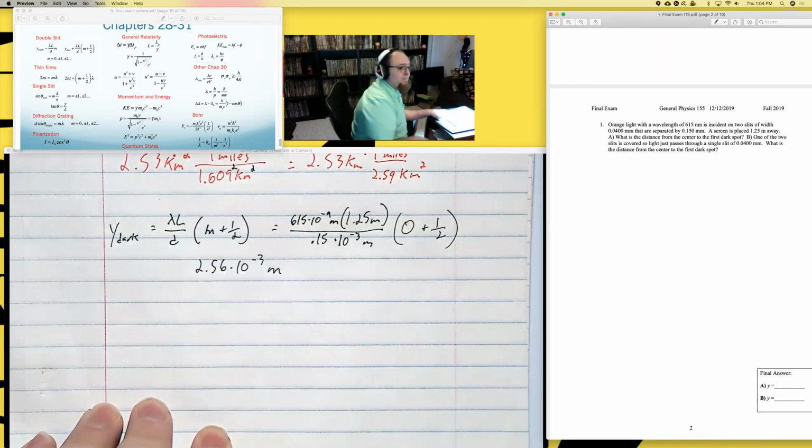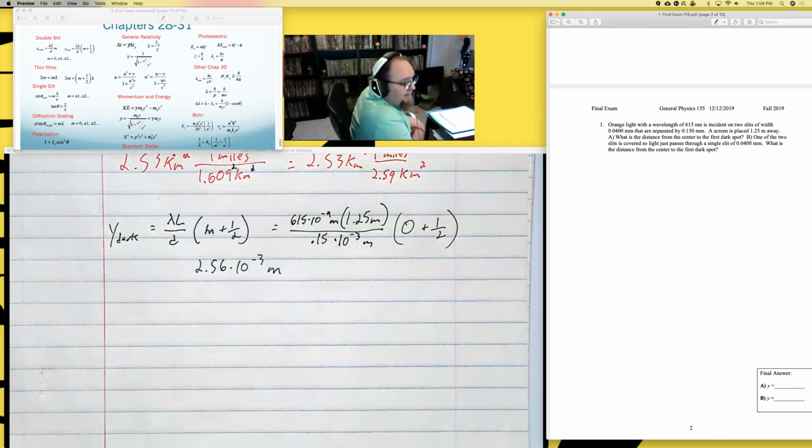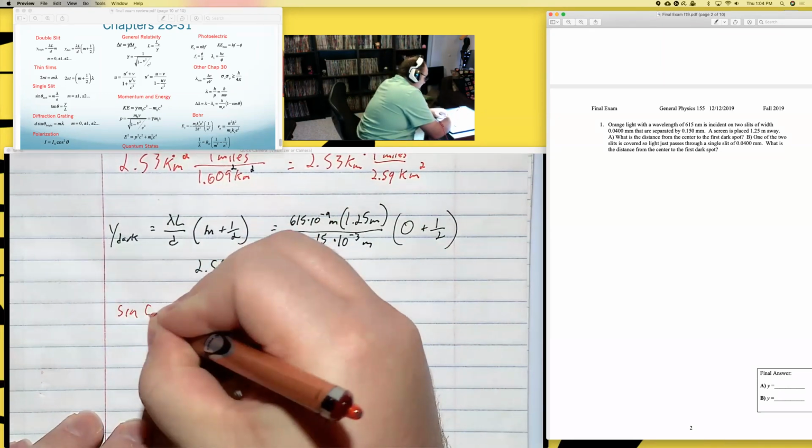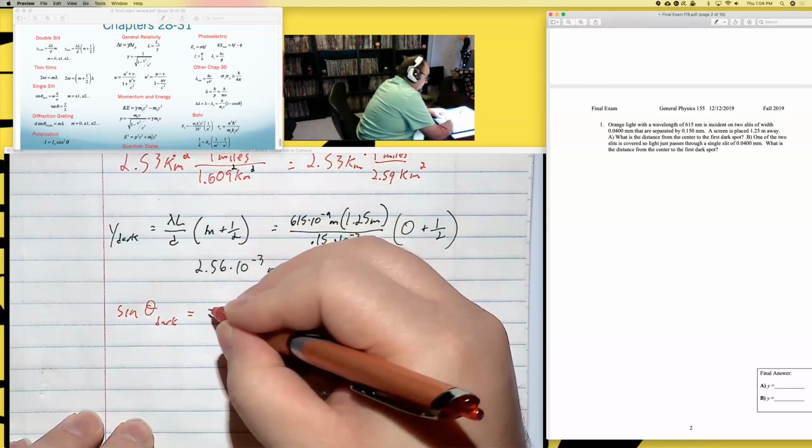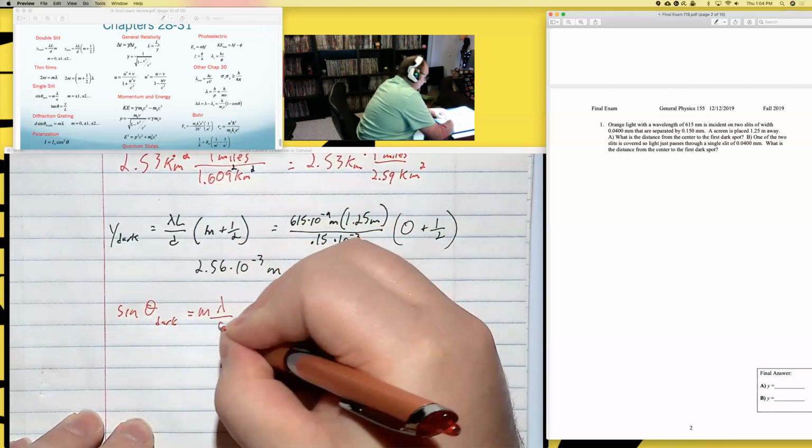Part B. One of the slits is covered so light passes through a single slit. And once again, I gave the width of the single slit a second time. What is the distance from the center to the first dark spot? Well, for a single slit, we don't really have a quick equation for the distance. Instead, we have an angle. We know sine of theta dark equals m lambda over a.